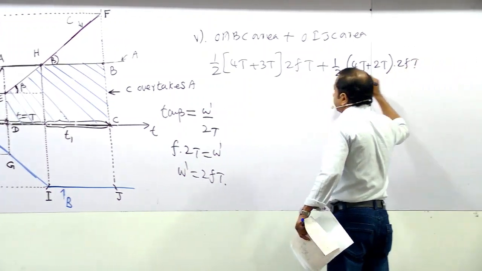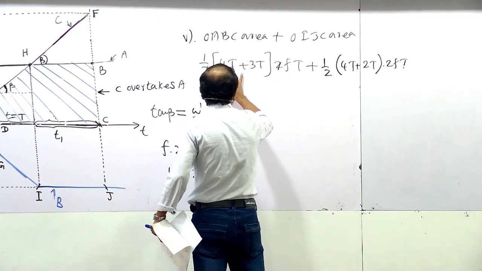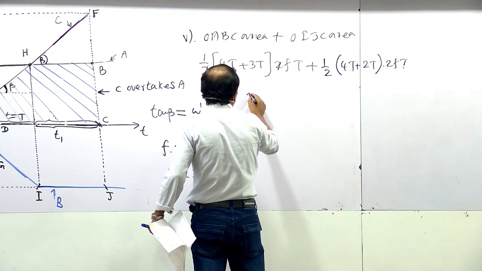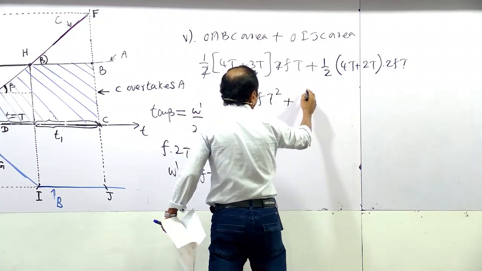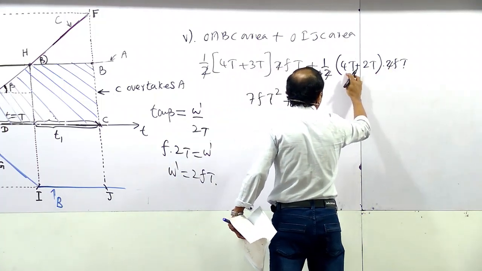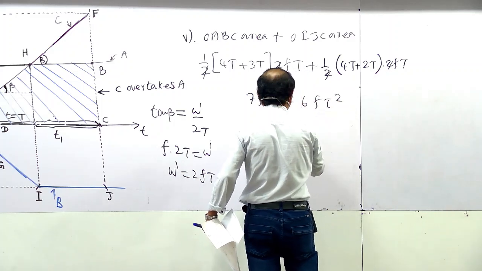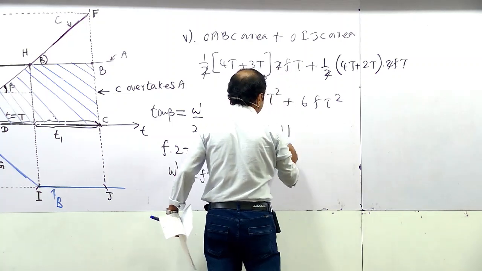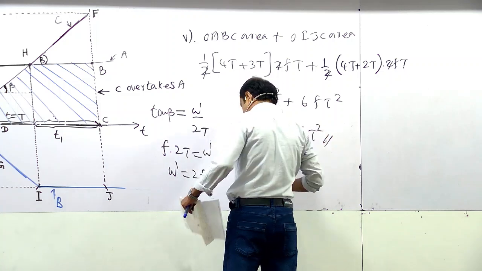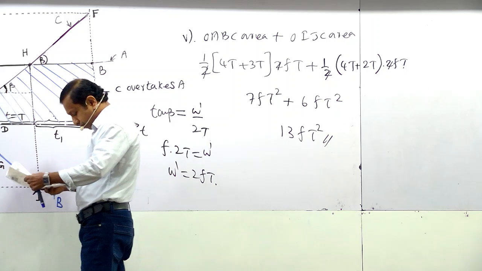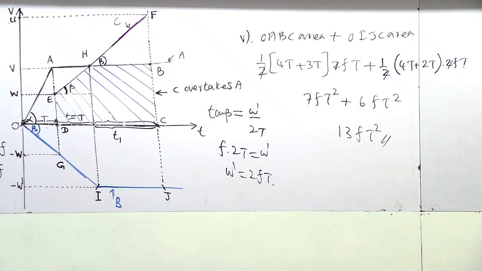Alright, now simplify this. 2 and 2 you can cancel down. 7 FT squared. 2 and 2 you can cancel down here. 6 FT squared. 6 and 7, 13 FT squared. Right, no? That's the distance between A and B.